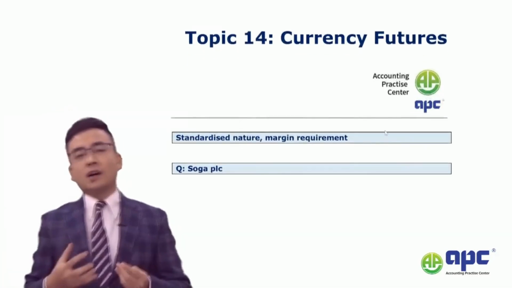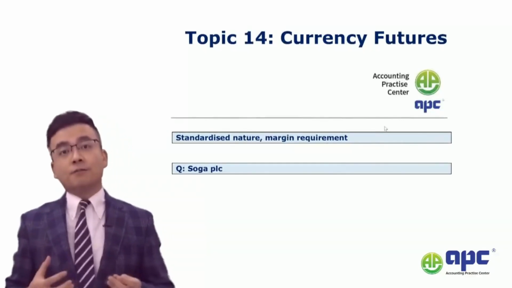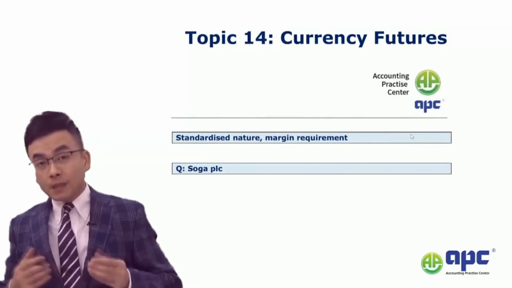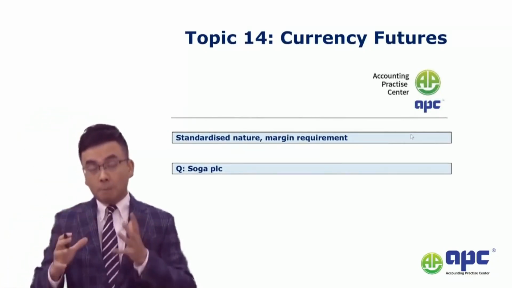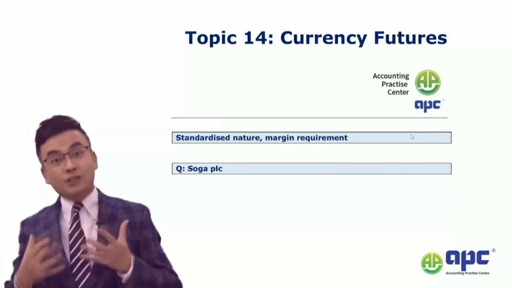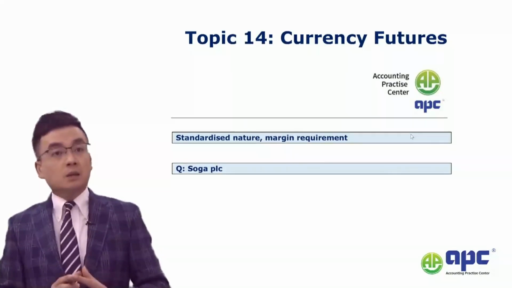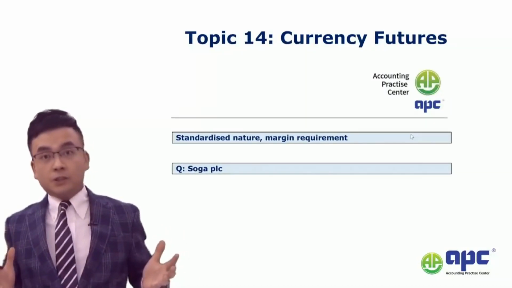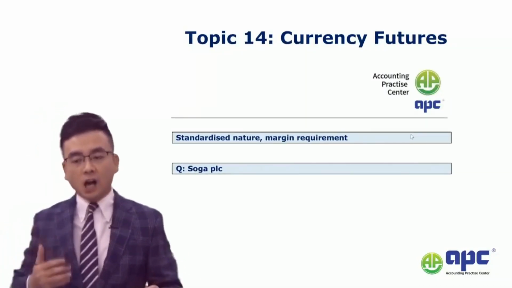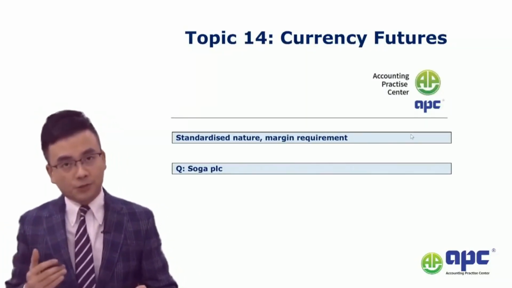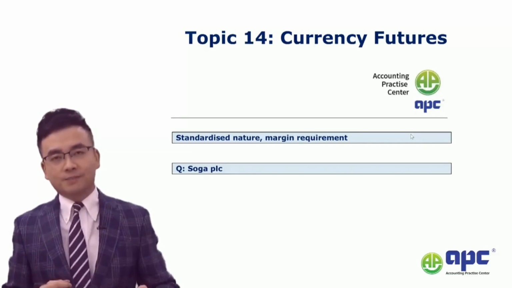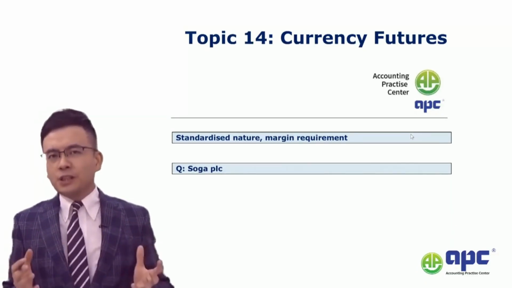So this is why it will create an imperfect hedge, because the number of contracts that you will need to enter into in the currency futures most likely is to be rounded. So you cannot protect all the amount that you wish to protect. That's all you need to know.